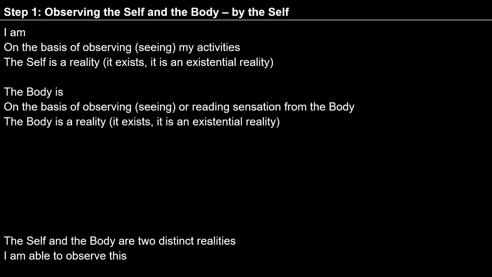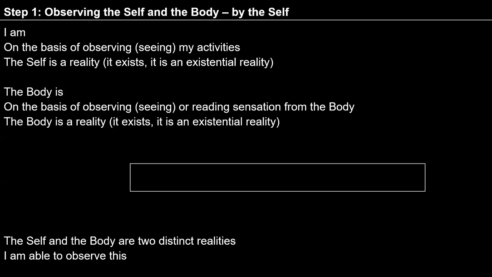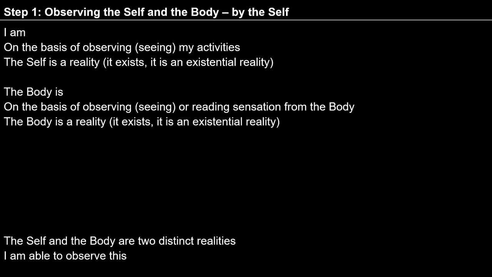The objective of step 1 is to see the conscious unit, to see the material unit. So as a conscious unit, I can see myself. And as a material unit, I can see body. So the self and body are two distinct realities.